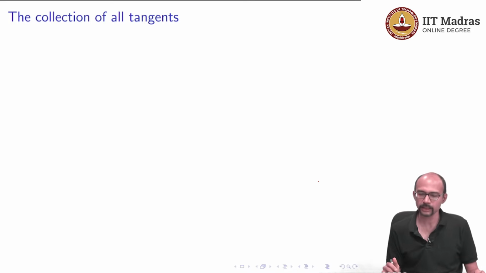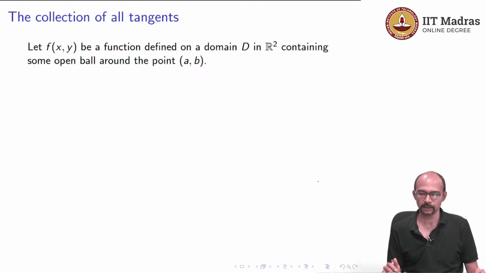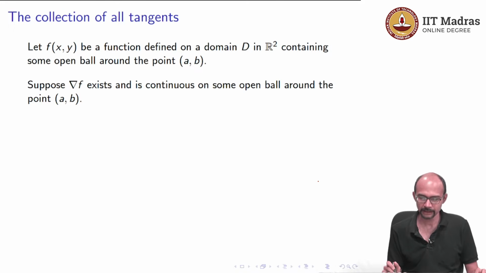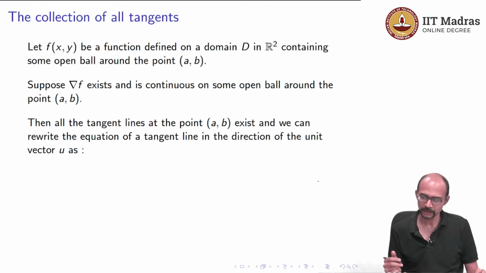Let us look at the collection of all the tangents. Suppose f(x, y) is a function defined in the domain D in R2 containing some open ball around the point (a, b). Suppose the gradient of f exists and is continuous on some open ball around the point (a, b), then all the tangent lines at the point (a, b) exist. This was because once the gradient is continuous in an open ball, the directional derivatives all exist, and once the directional derivatives all exist, all the tangent lines exist.